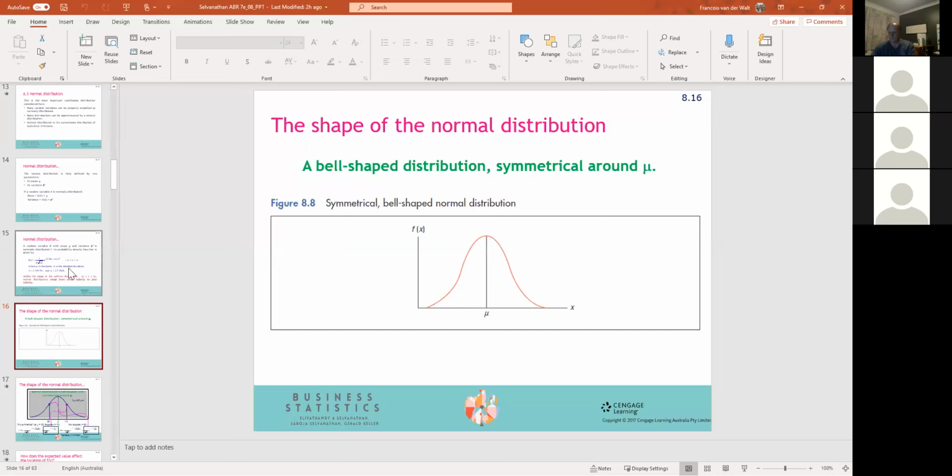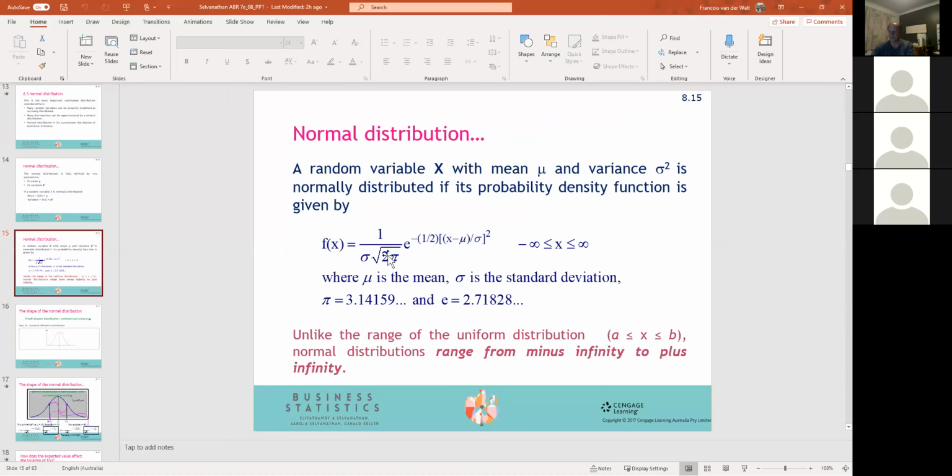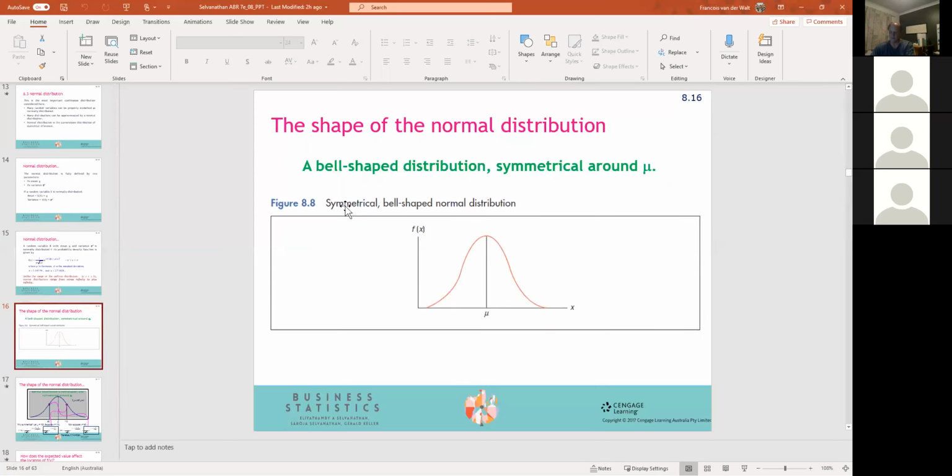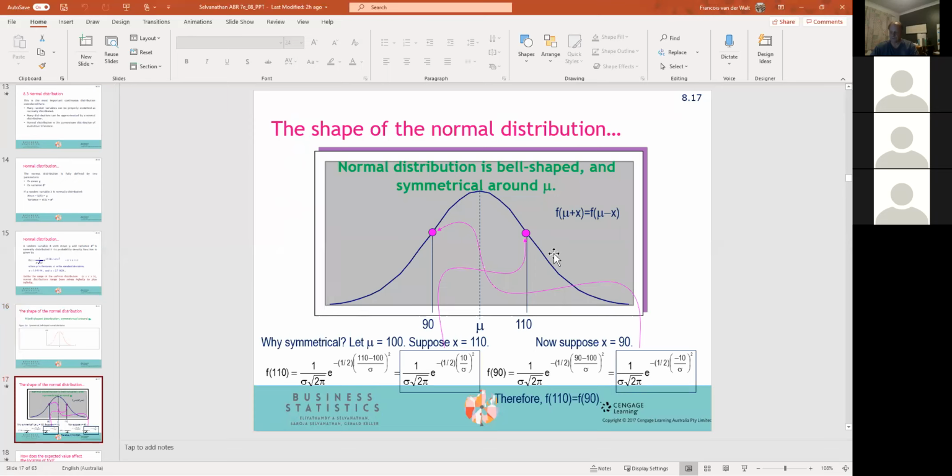That if you actually want to do it mathematically, this is the formula that you will have to use, where pi is 3.14 and e is 2.7182. If you put that into that formula, you'd be able to draw a graph like this. And we will do it just now. The shape of a normal distribution, it's bell-shaped, symmetrical.